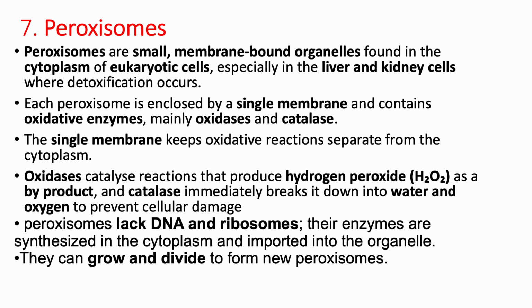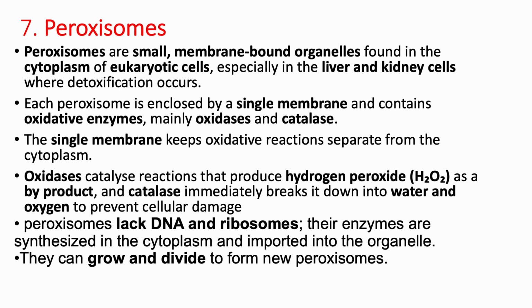Oxidases mostly catalyze reactions that produce hydrogen peroxide as a byproduct, and the catalase immediately breaks it down into water and oxygen to prevent cellular damage. That is the most important component of it. Want to know that peroxisomes lack DNA and ribosomes. The enzymes are synthesized in the cytoplasm and imported into the organelle.